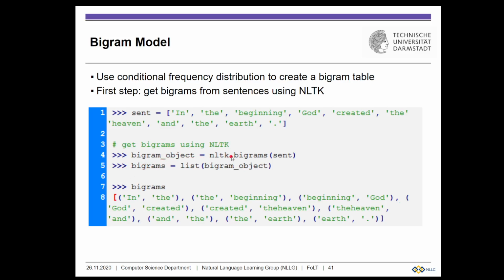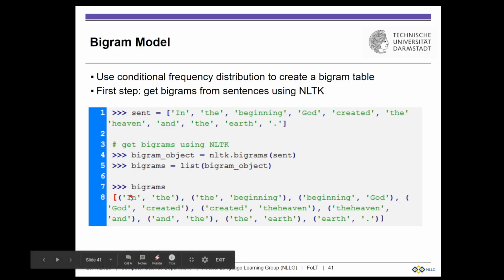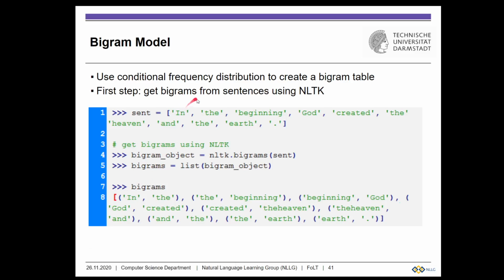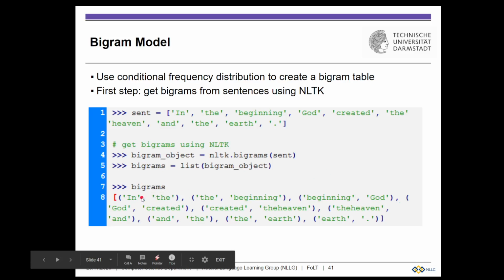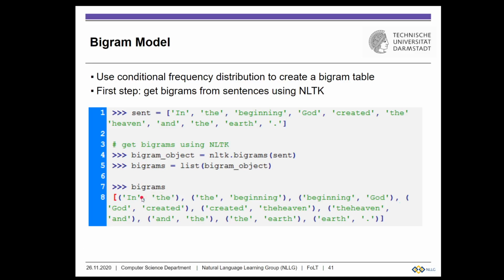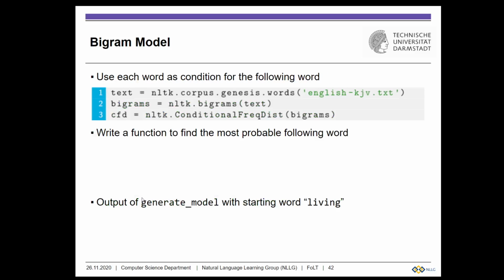Then we go to NLTK, and we say, okay, let's get all the bigrams from this sentence. We get a bigram object. Then we convert that into a list, so we get a list of all bigrams. And here's how it looks. These are bigrams, so these are two consecutive words: in the beginning, God created. So this is a list which consists of pairs of two consecutive words. And now that somehow looks like the pair list that we generated previously.